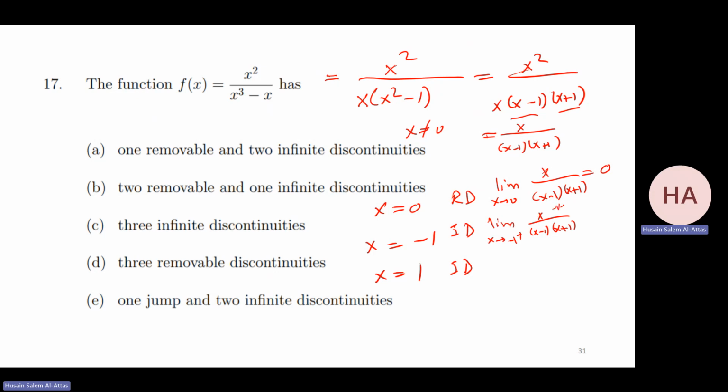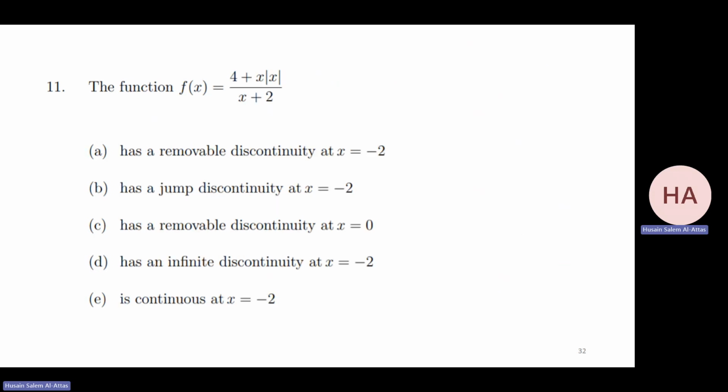This one will be negative. This one will be positive. No, this one is negative. And this one is positive. So I have plus infinity. So I have infinite discontinuity. If this goes to 1 from the right, that will be what? Positive, positive, positive. So that will be plus infinity. So I have one removable and two infinite discontinuities.